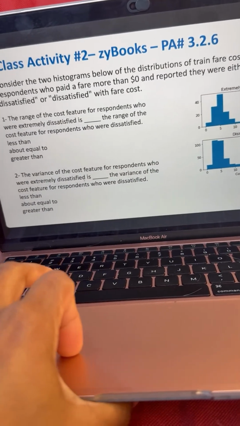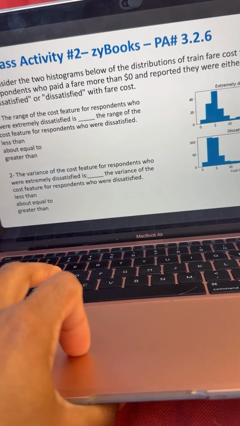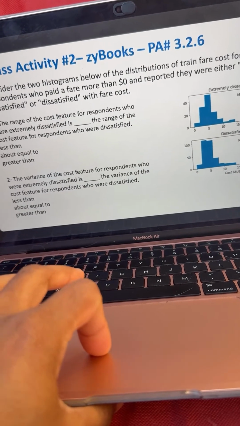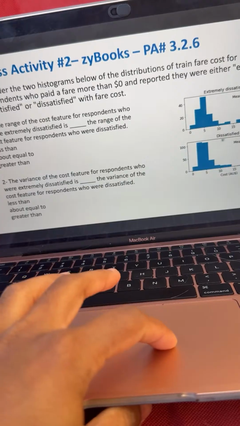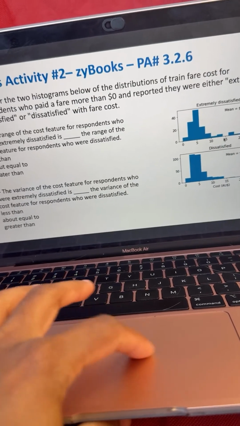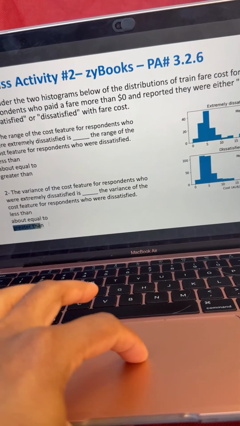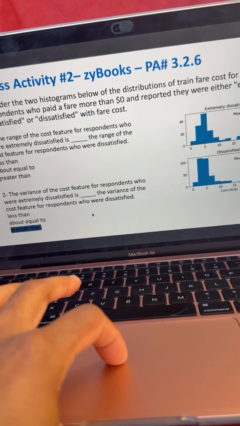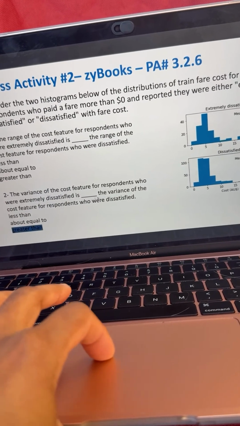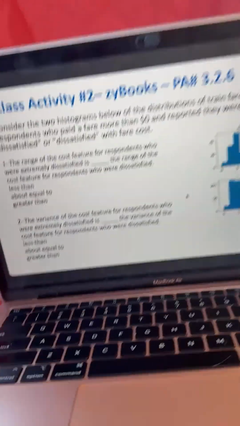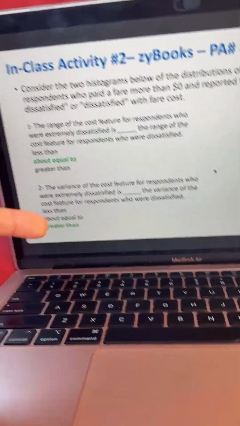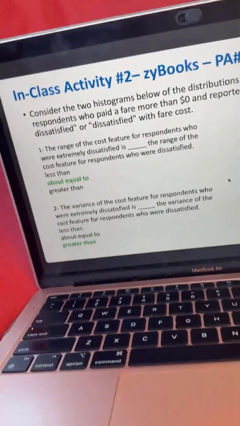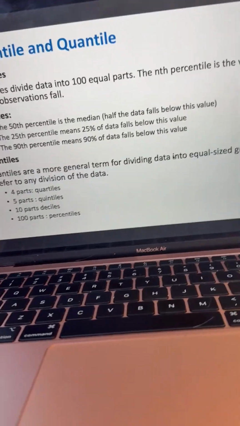So this is extremely dissatisfied. I think the variance is greater than the variance of the one that's just dissatisfied. So yeah, it's greater than, and it's equal to. Nice. Okay, so the percentile and quantile.